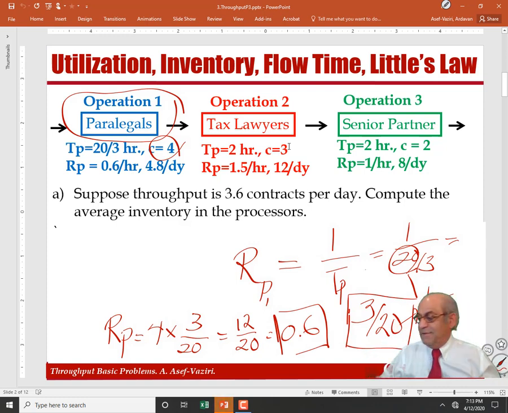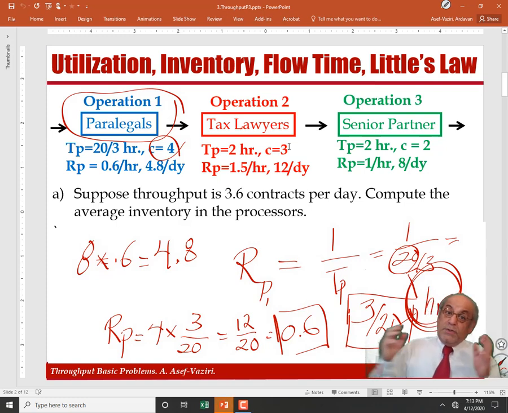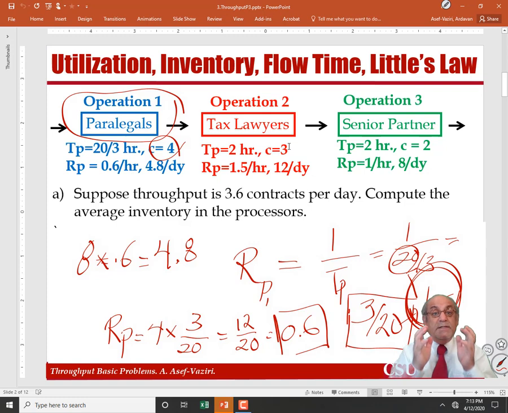Per hour, 0.6 per hour. And if we are working for 8 hours, that would be 8 multiplied by 0.6, that is 4.8 units of product or flow units per day. That is the capacity of the first station.